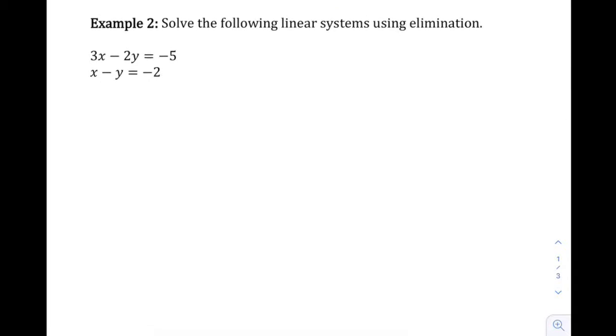Solve the following linear system using elimination. So I'm going to rewrite this one out. So 3x minus 2y is equal to negative 5. I like to rewrite it out so that the numbers are directly under each other because they're kind of sideways here a bit. Next one, I have x minus y is equal to negative 2.